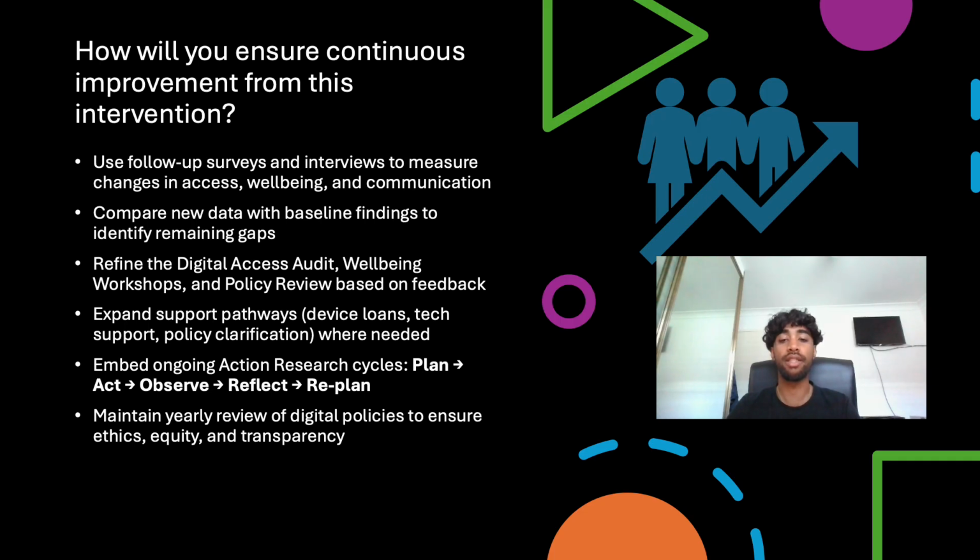If workshop feedback indicates that students want more practical strategies for digital balance, we will update the content accordingly. We also plan to review school communication and social media policies annually to ensure they remain ethical, transparent, and reflective of current technologies. Importantly, improvement will be ongoing, not a one-off, by embedding a culture of reflection in staff professional learning and student well-being programs. Ultimately, continuing improvement means using each new cycle of data to adjust, refine, and strengthen our intervention so that digital well-being, equity, and ethical practice remain central to the school's culture.